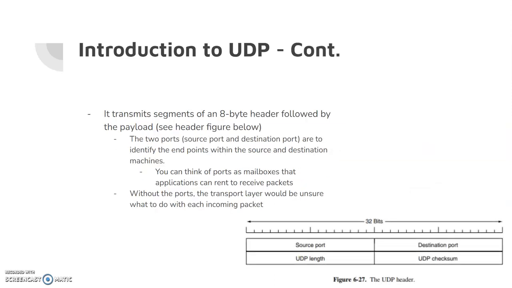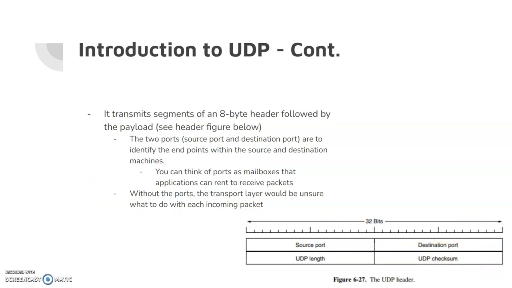So a little bit about UDP. It transmits segments of an 8-byte header followed by the payload. The header that I have here on the bottom right of this slide, I will just go over really quickly. We have the source port and the destination port, and then we have a UDP length and the UDP checksum. And all in all, it is 32 bits all around.